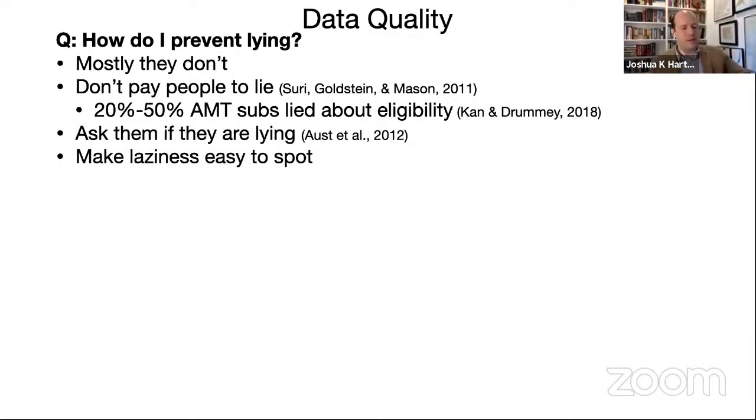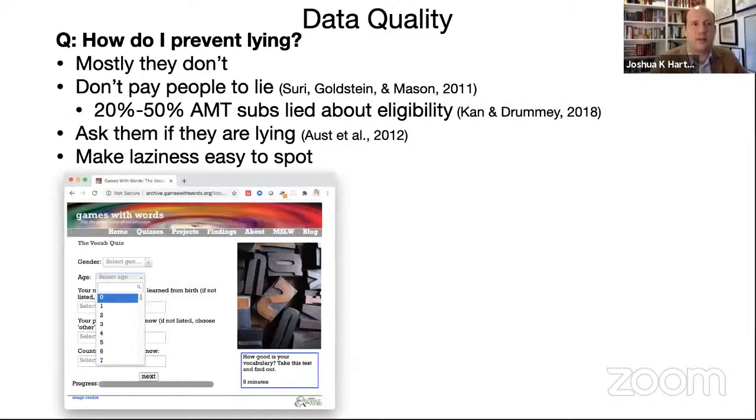Another thing, though, that I think is a little bit more subtle is there's lying and there's just laziness, right? And one of the things you want to do is make laziness easy to spot. So something that we do, for instance, every time I have a new junior web developer in the lab, they're like, obviously you don't have any 0-year-old subjects. Can we remove this from the list? I'm like, no, because basically if you're lazy, the easiest age to click is 0, 1, 2, or 3.